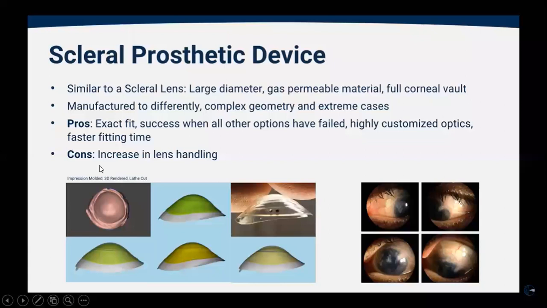And the last is the scleral prosthetic device. When everything has failed, and you are not even able to put the normal scleral lenses, then you can opt for the prosthetic device. What we normally do is make a corneal mold. Here you are seeing the mold. So there is a molding material. Just as you make a mold of anything whose shape you need, you can create a mold.